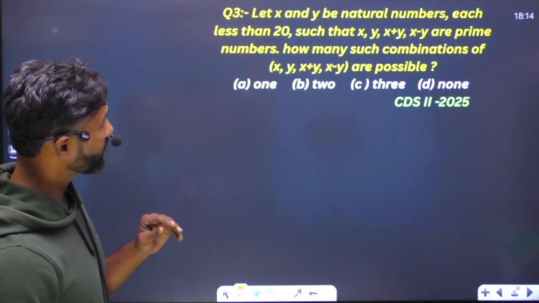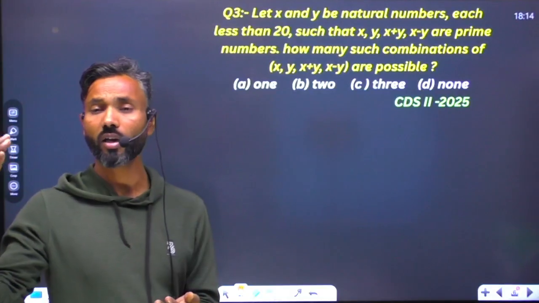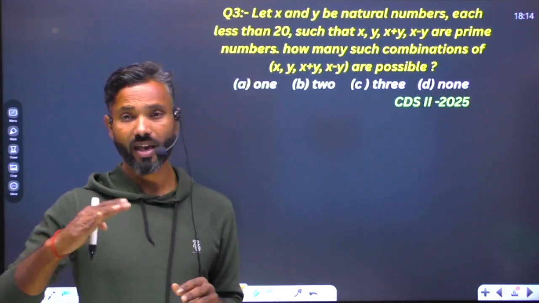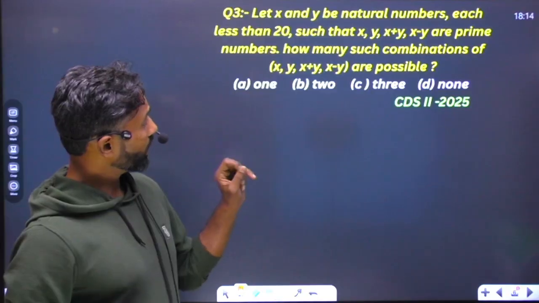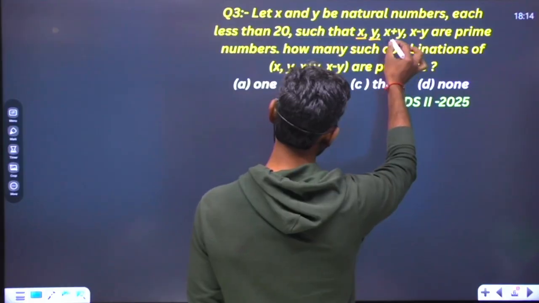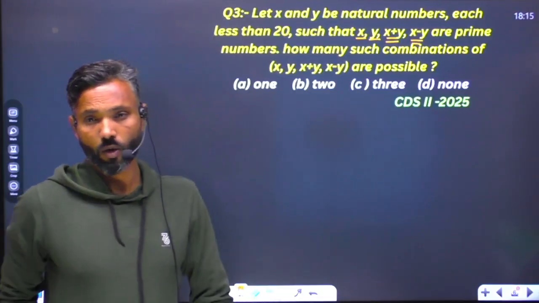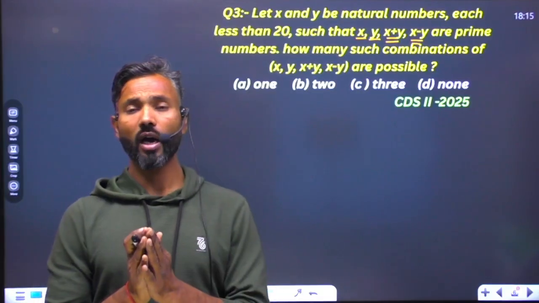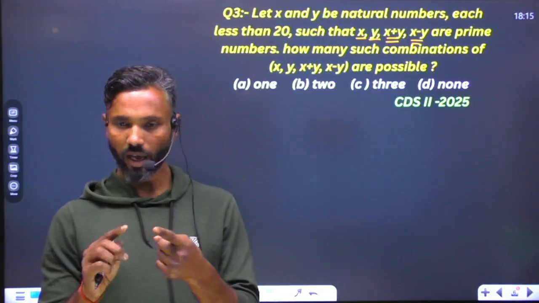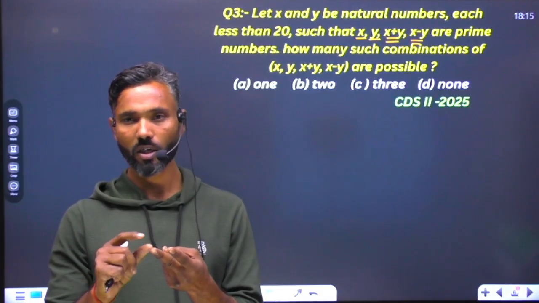Okay. It is clearly mentioned that x and y both are natural numbers, one thing. So x and y, each of them is greater than 0. And it is also mentioned that each is less than 20. So the value of each of x and y is less than 20. And one more important thing is mentioned over here. X itself, y, x plus y, x minus y are prime numbers. Okay. Now, what are prime numbers? Numbers which are divisible by itself and one only. Those are the prime numbers. And it is mentioned that x should be prime, y should be prime, their sum x plus y should be prime, and their difference x minus y should be prime.